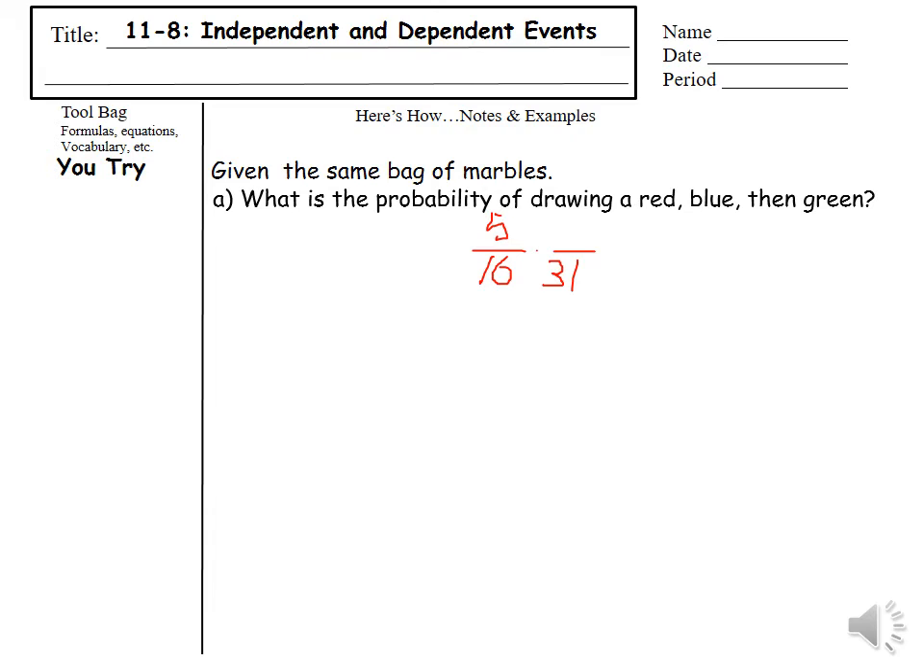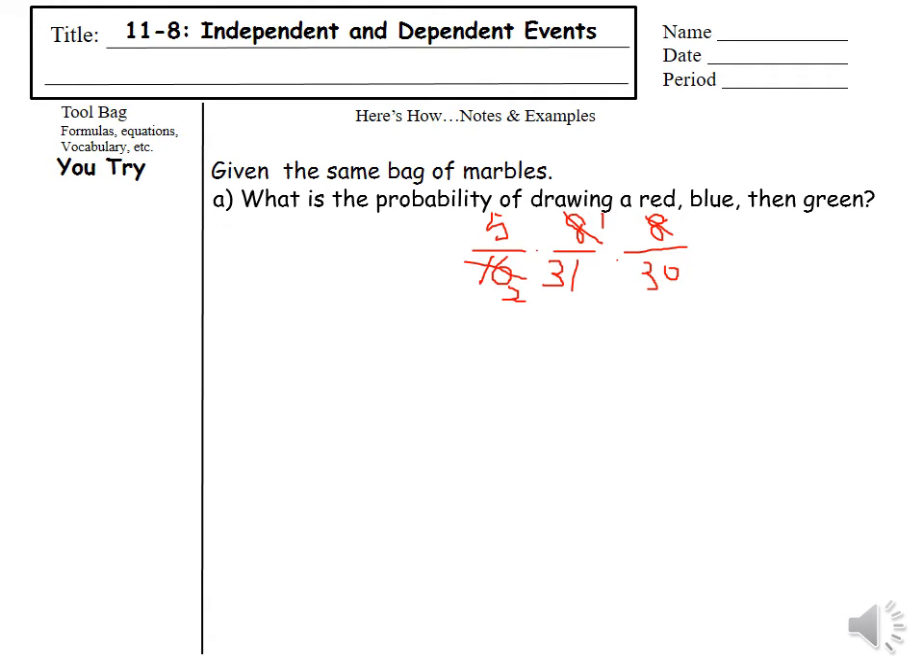And the blue marbles are still 8, since we took out a red one. And if you take out another marble, the total number becomes 30 this time, but the green still has 8. So the way to simplify is 16 divided by 8 equals 2. And for 30 and 8, you divide by 2 on both.